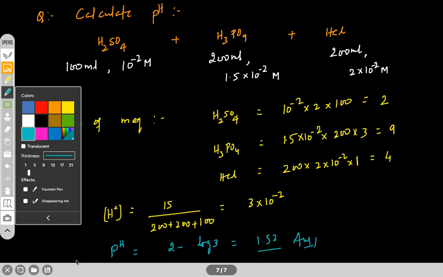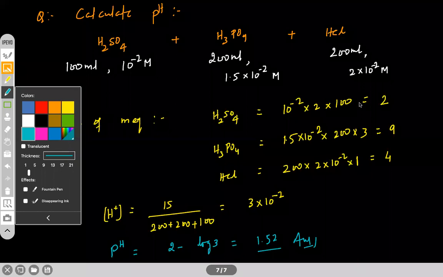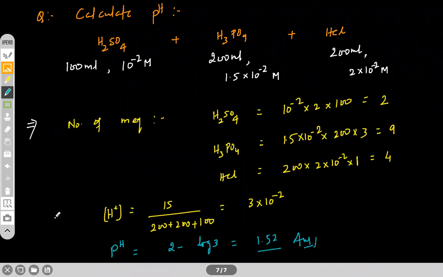Tell me what mistake you made. What approximation, Anusha? It's that calculation. No, you see, we're getting simply 9, 2, and 4, and then we add it. Right? Direct one. Okay, anyway, so answer is 1.52 in this.